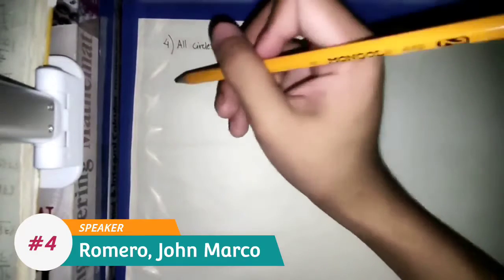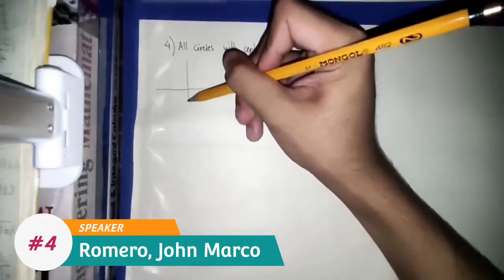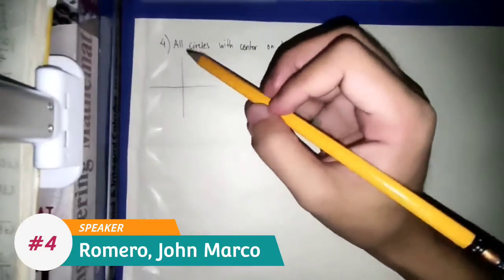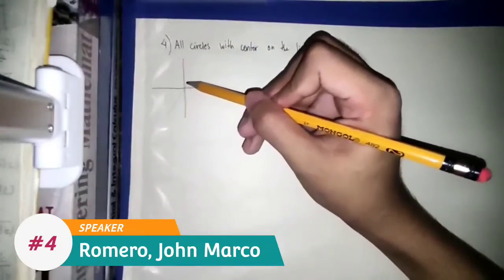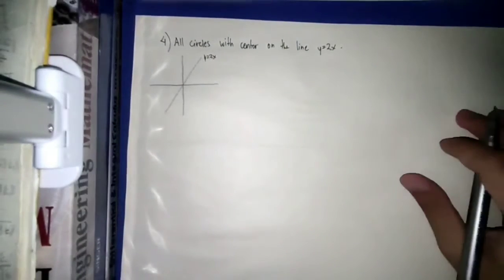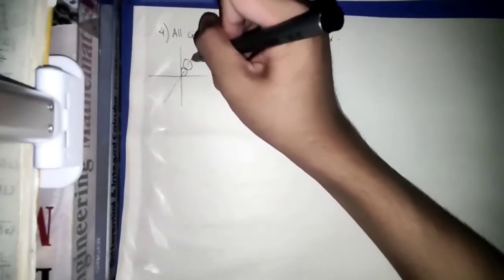Let's obtain the differential equation of the family of curves. First, let's sketch. Suppose this is the x and y axis, and suppose this is the graph of the line y = x. Now the condition tells us that the center of all circles should be lying on the line y = x, so it should look like this.